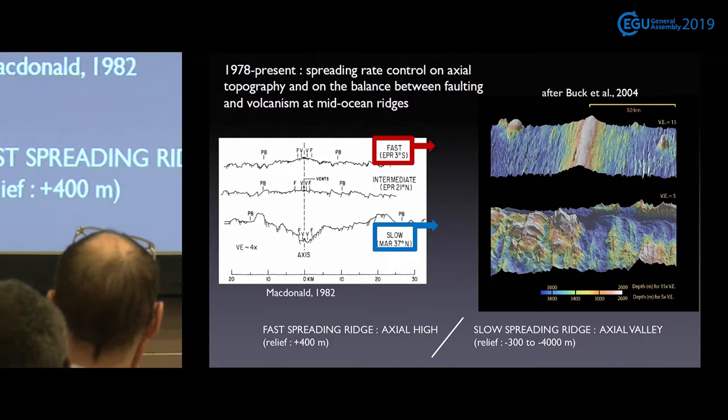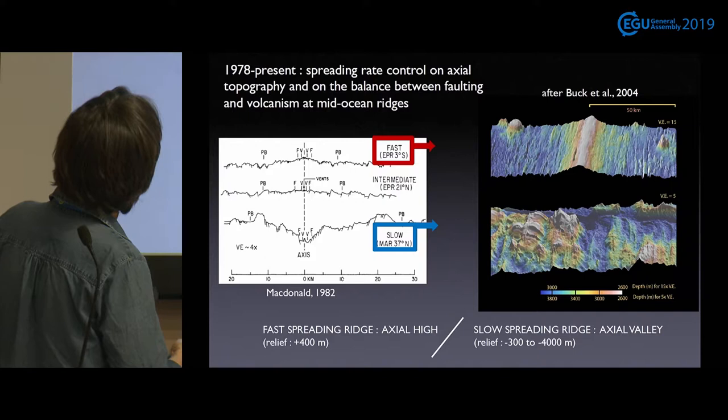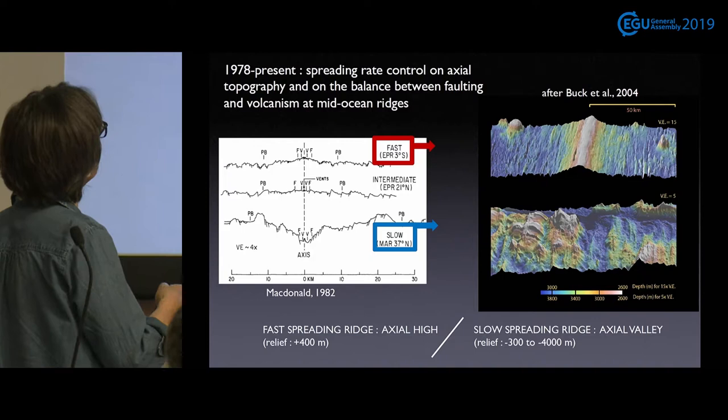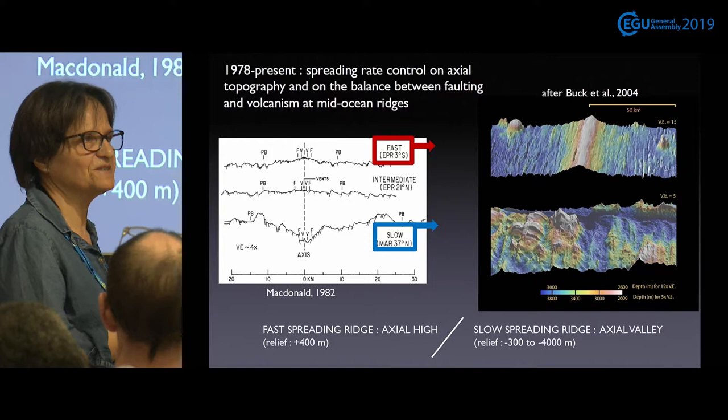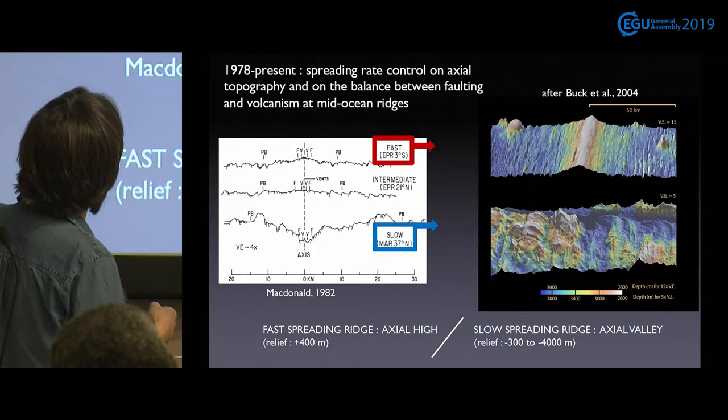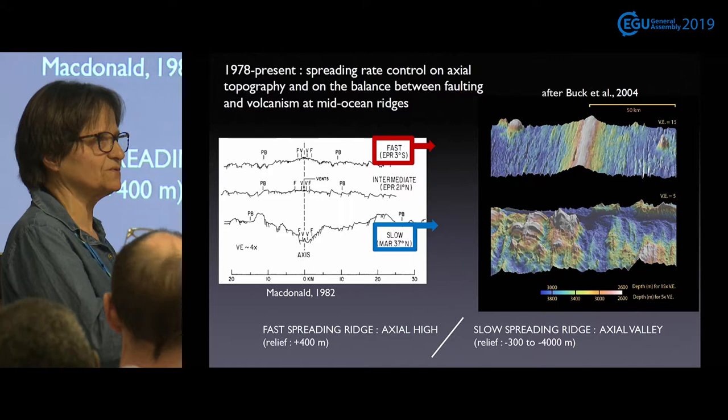So now what I'm going to do is more... This next sequence of slides is more like going up all the way to the present, and discussing a few of the findings that are still significant and still a matter of ongoing research nowadays. And one of these is how do spreading rates control actual topography and also the balance between faulting and volcanism? Because now we have the ingredients, but the idea is to understand how they work together and what's their balance.